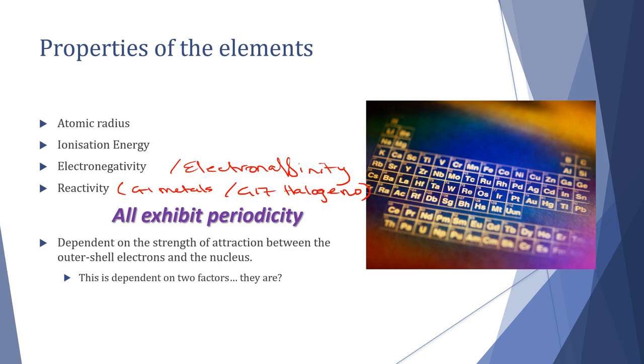So all of these exhibit periodicity because they're dependent on the attraction between the outer shell electrons and the nucleus. So this is dependent on two factors, okay, and we discuss these in class. If you remember, the two factors are, of course, the distance the valence electron is from the nucleus. And this is defined by the shell number, okay? As the shell number or principal quantum number increases, then the distance from the nucleus increases.